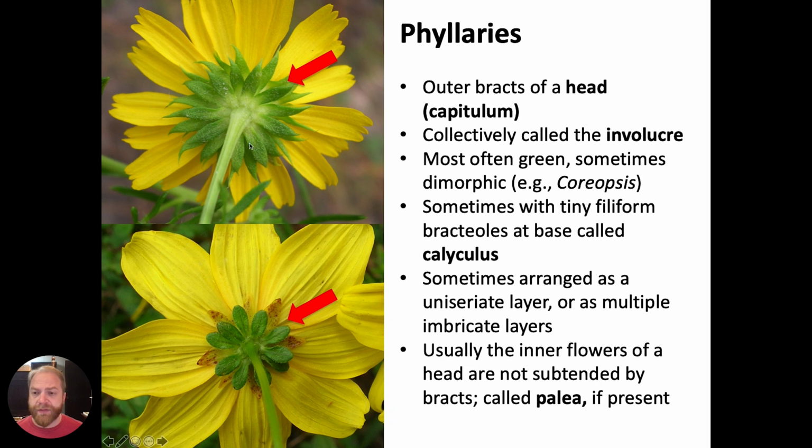Collectively, these bracts, the phyllaries, are known as the involucre, and in some cases, like in this member that might be Coreopsis or Bidens, you can see that some of the phyllaries here are different colored and different shaped than the phyllaries here, so they're dimorphic. Additionally, sometimes very tiny filiform bracteoles, or tiny bracts, subtend even this involucre. This is known as the calyculus, and it's particularly common in members of Senecio and relatives.